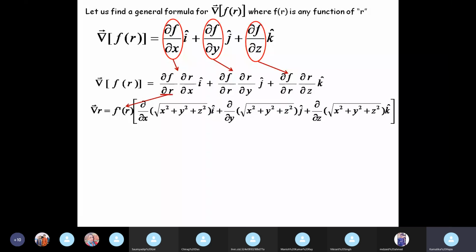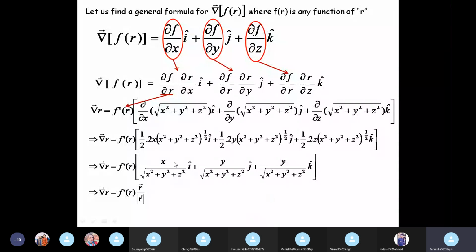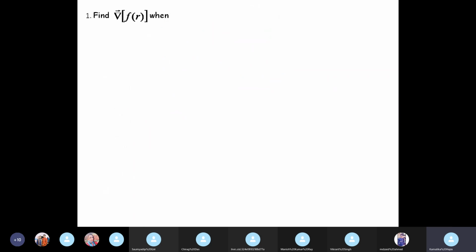So once again doing the calculation in the same manner, what we get is grad f equal to f prime r times vector r by mod r, or f prime r r cap. So in general, if you are asked to find the gradient of any function of r, you will see that the result is the first derivative of the function with respect to r multiplied by the unit vector along r. This is the formula.